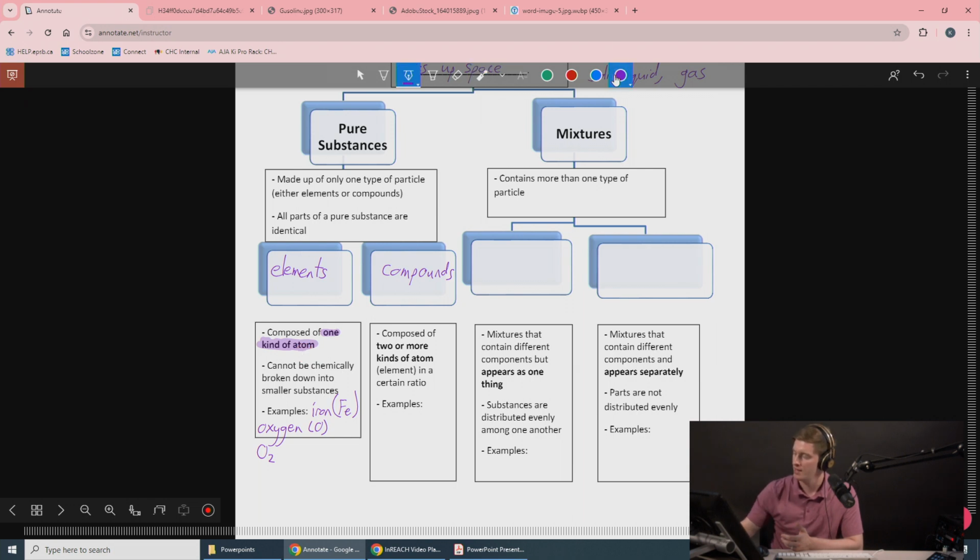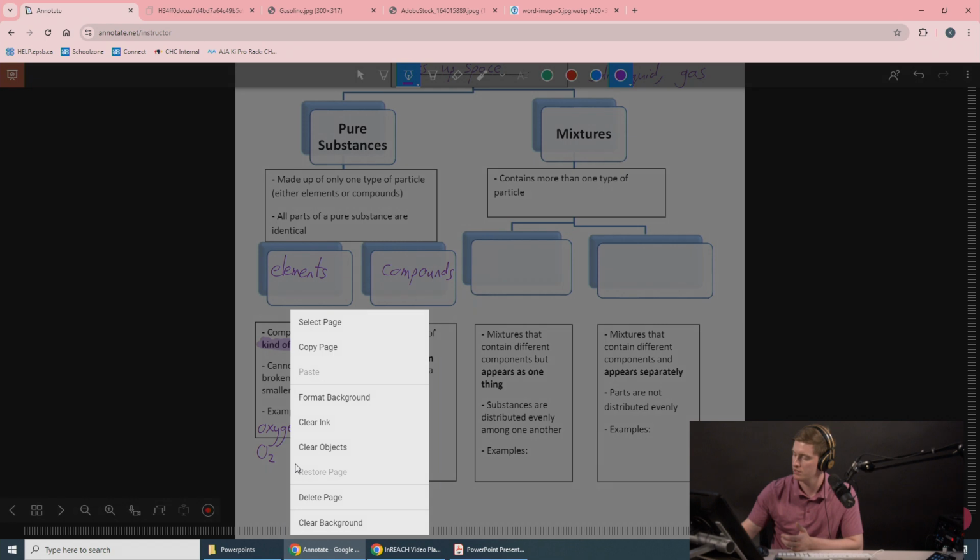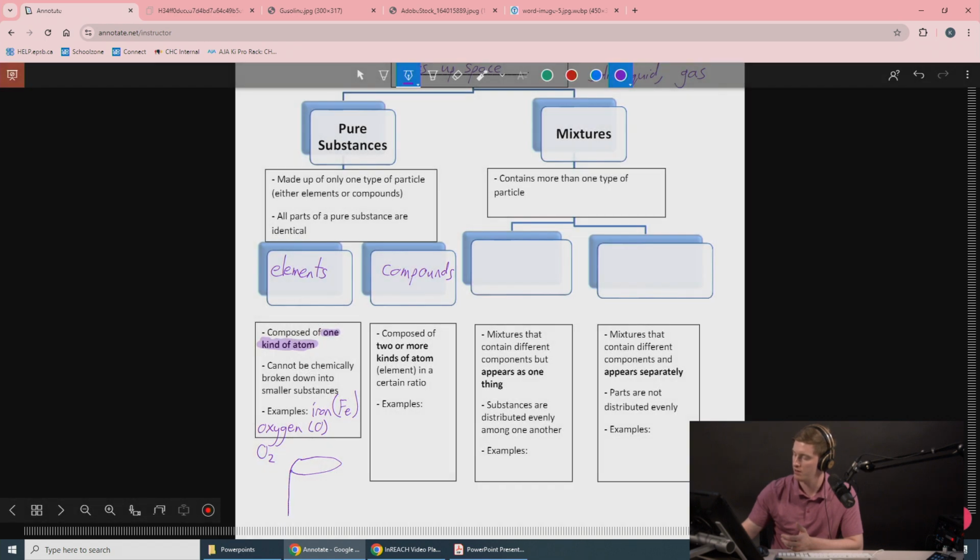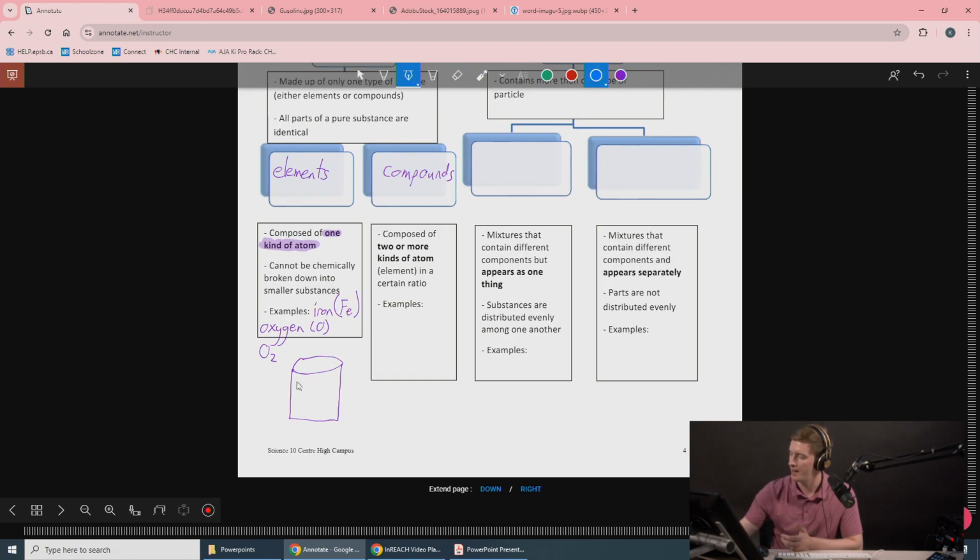So if I am looking at a beaker here, let's imagine, you're welcome to draw this picture as well. I am looking at a beaker, and inside my beaker I have one type of atom. This is an example of a pure substance. This beaker is full only of these blue atoms. Only one type of atom. These are elements. Compounds are composed of two or more kinds of atoms in a certain ratio. And I should add here, they are chemically combined.